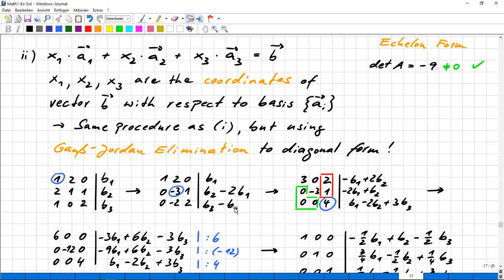Times 3 minus this row times 2. So if I take this times 3, I have here at this place minus 3B1, but then minus 2 times minus 2B1. So minus 3B1 plus 2B1. Minus 3B1 plus, sorry, plus 4B1. Now I got it. Minus 3B1 plus 4B1 is in the end 1B1. So sorry, but now it's correct.